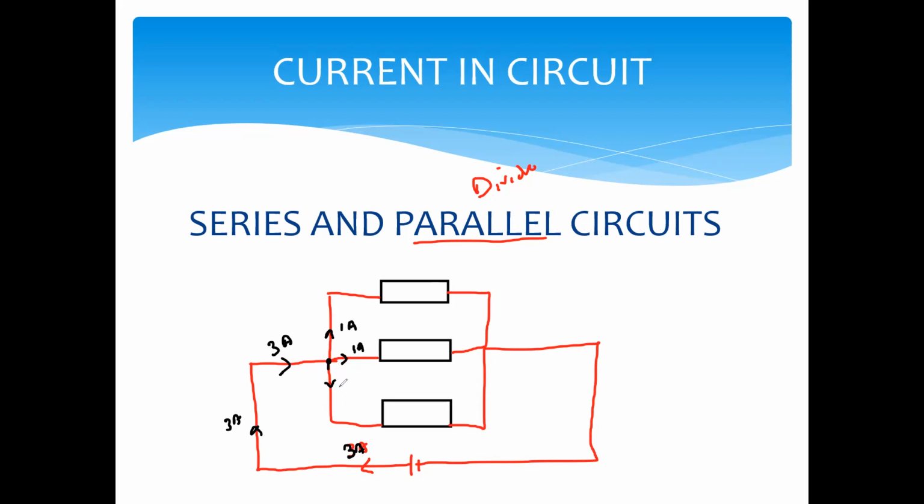If the total is 3, what will be the current in this branch? So remaining 1 ampere will flow through this branch. So 1 ampere from here, 1 ampere from this branch, and 1 ampere from the top branch. All these currents will combine together at this point, and as a result it will make 3 ampere again, and that 3 ampere will return to the battery. So the total current which enters the circuit is always same as the total current leaving the circuit.